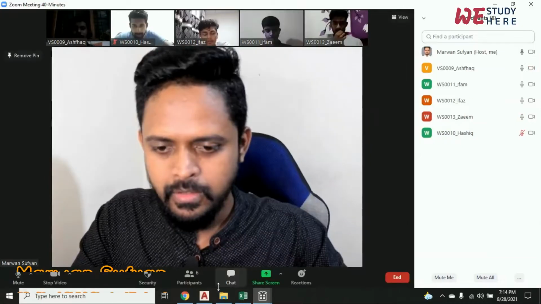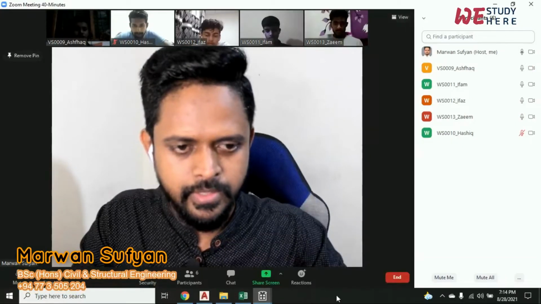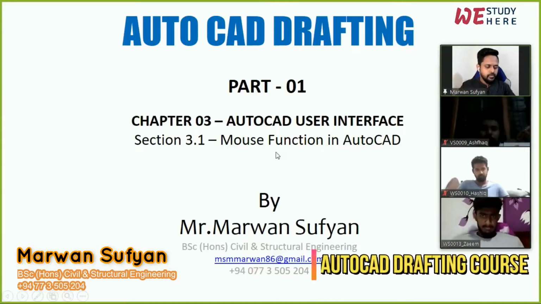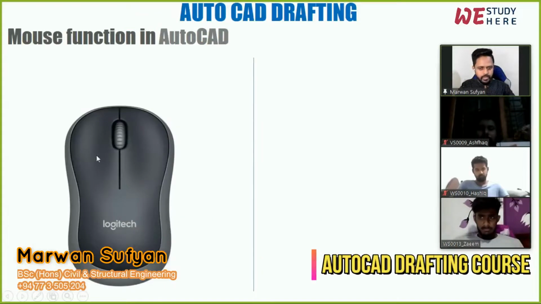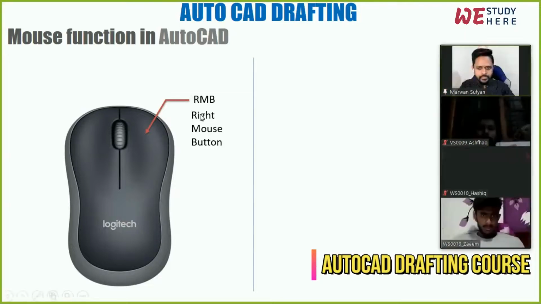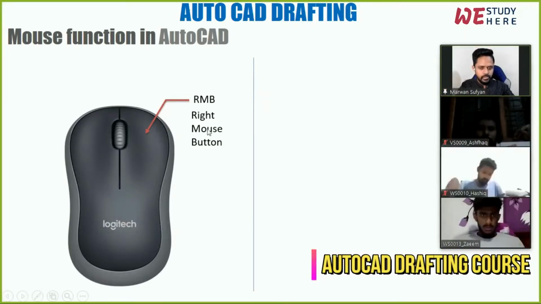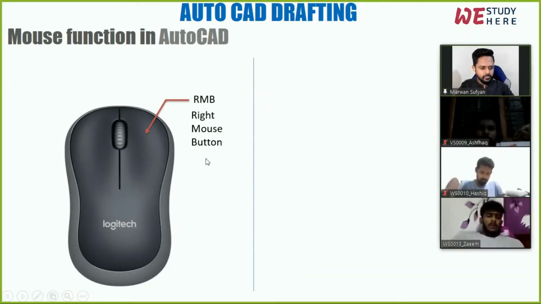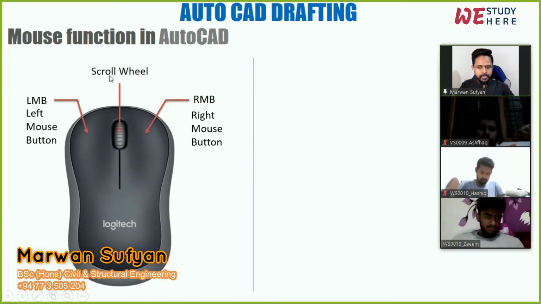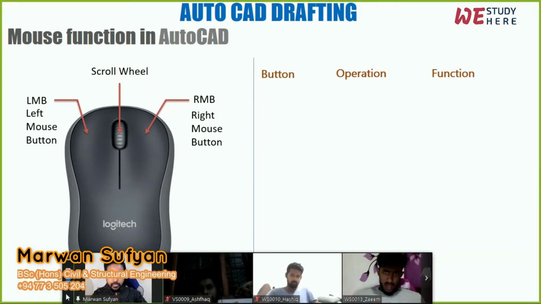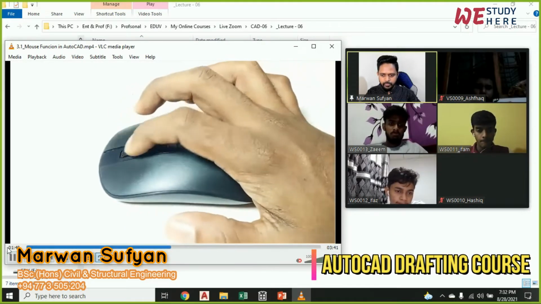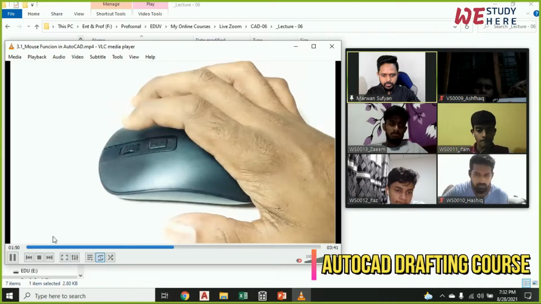So we'll start. First of all, I'll share the screen. Now, remember, mouse function in AutoCAD. This is very important. This is the mouse we have. First we'll identify what buttons we have. That's the right mouse button, which we call RMB. And this is the LMB, left mouse button. And in the middle we have a scroll wheel. In AutoCAD, how are we using them? That is called click: left mouse button, right mouse button and scroll wheel.